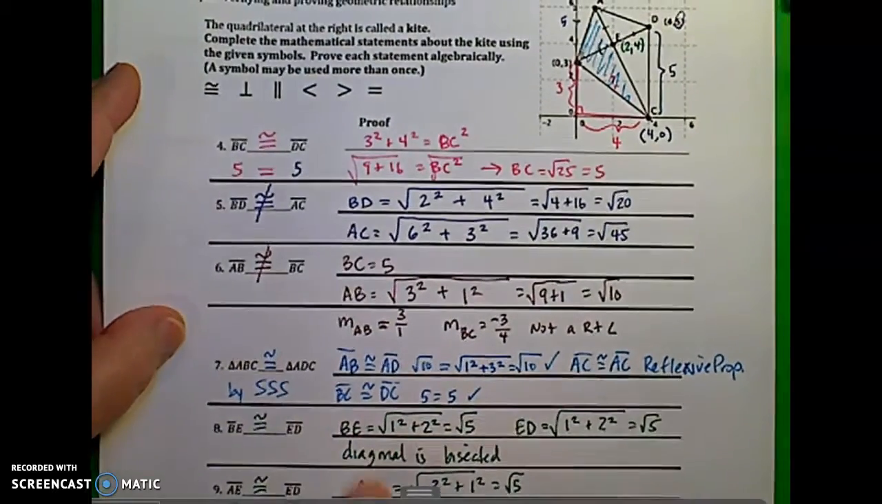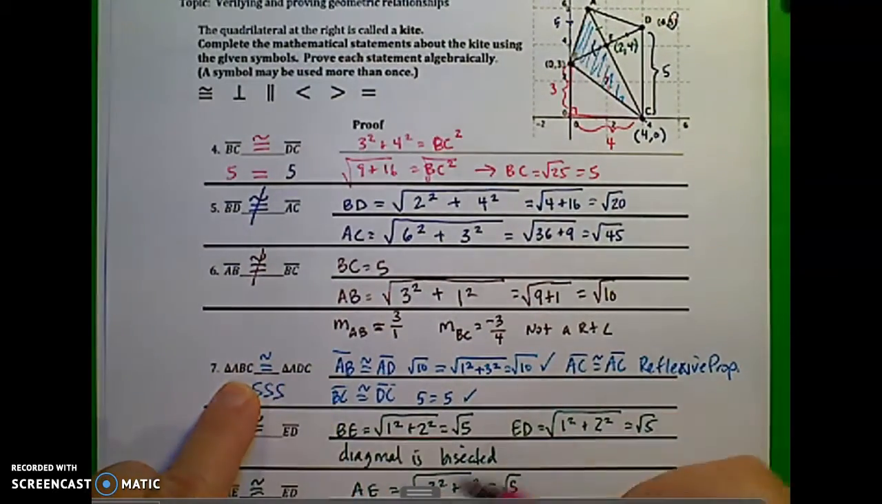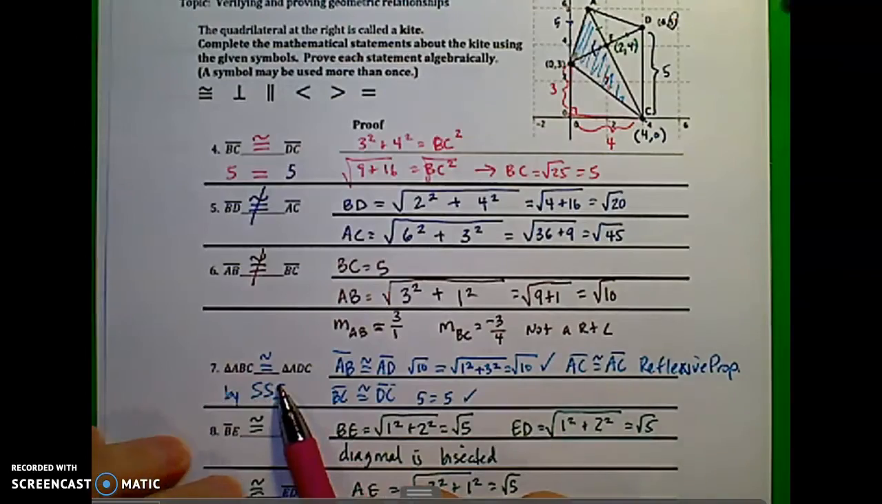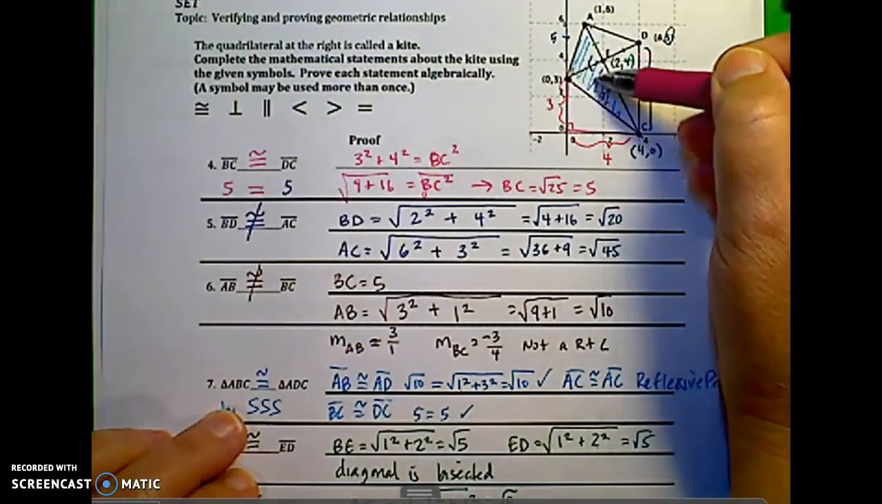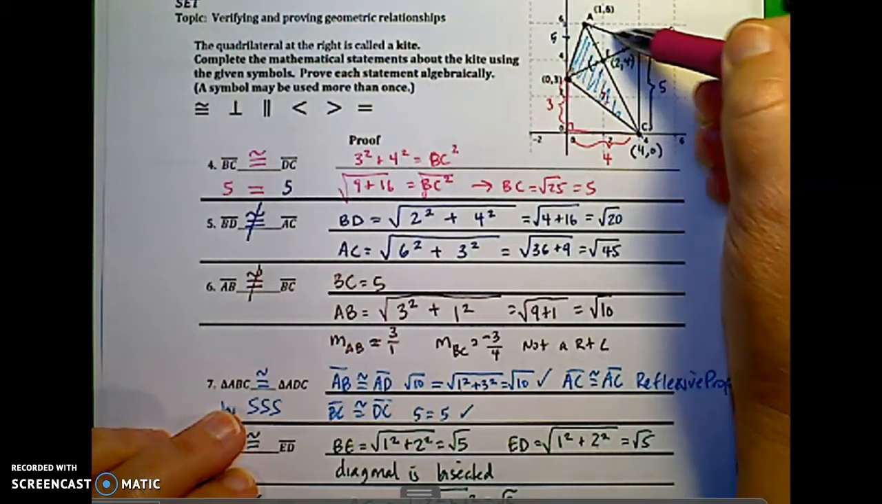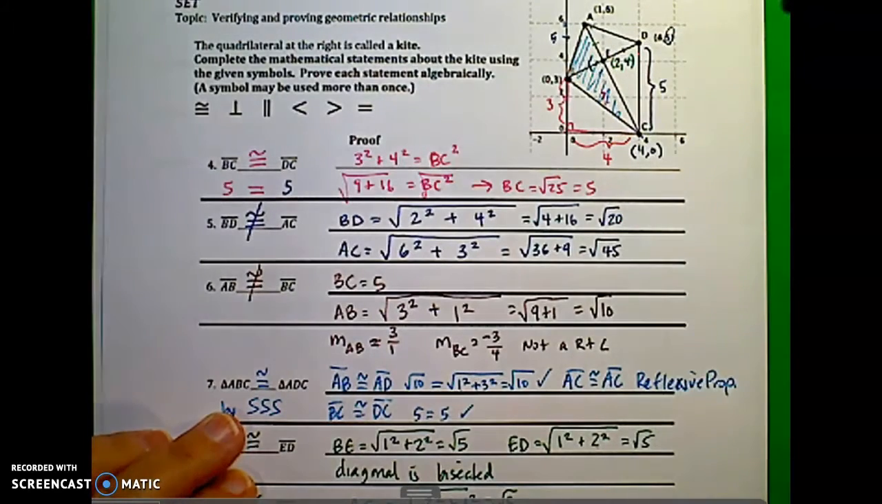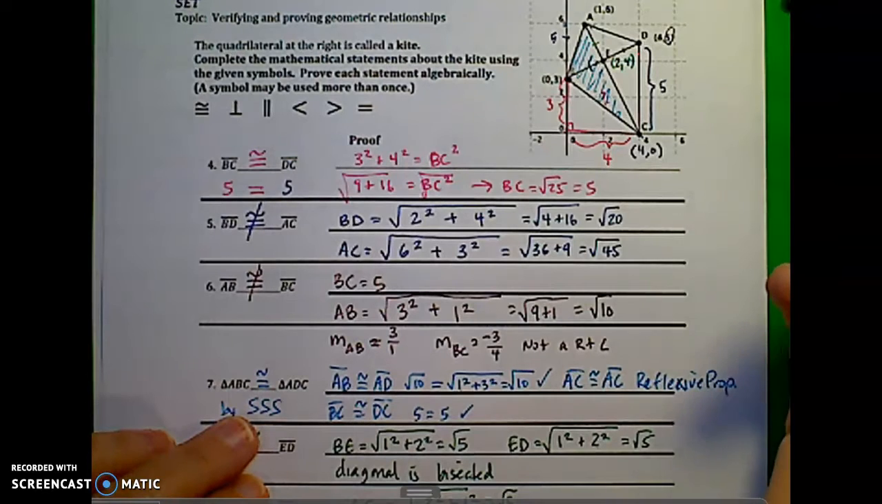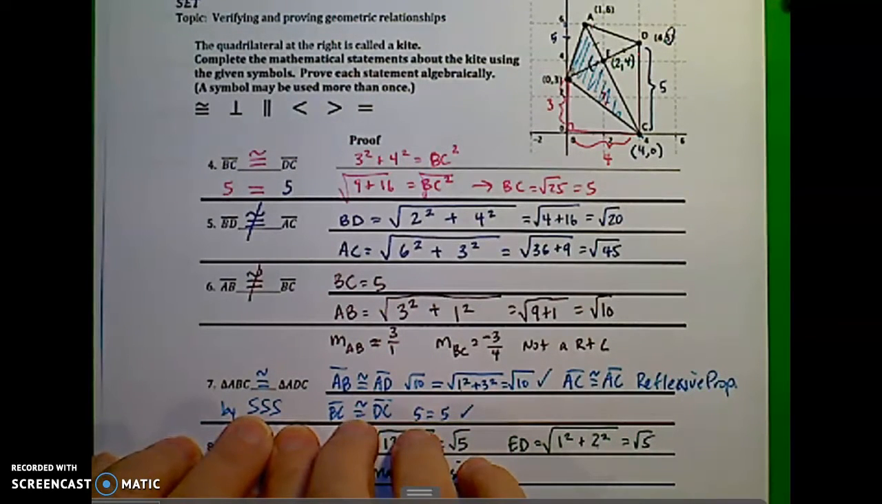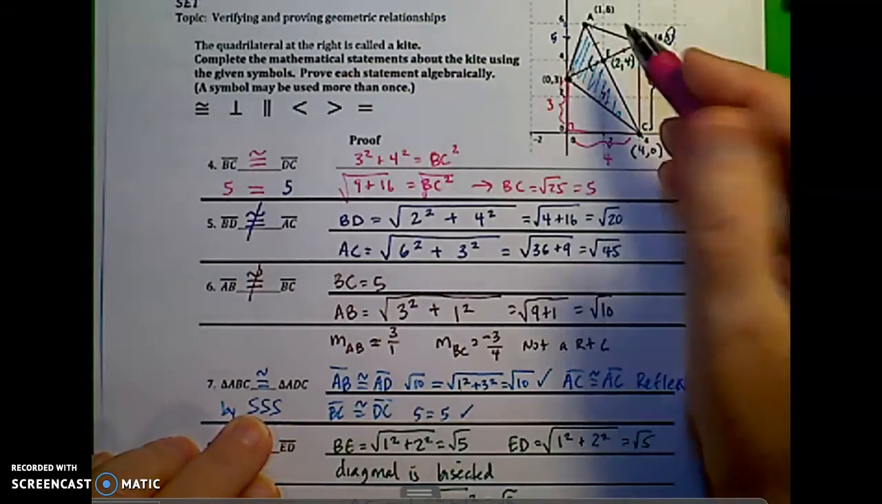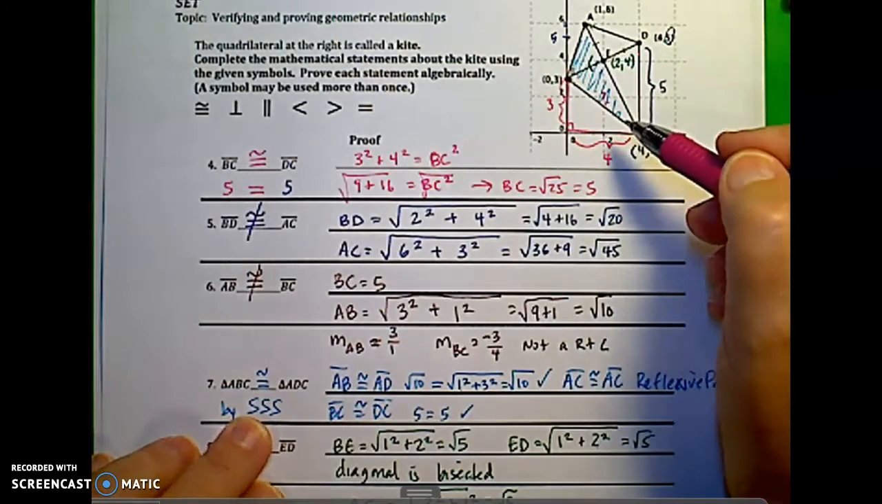All right, a couple other things. We have two triangles to compare. So this is something we haven't done in a little while. Triangle ABC is this triangle on the left that I colored in blue. Triangle ADC is the triangle on the right. And remember, there's a lot of different ways we can show that triangles are congruent. I'm gonna show by side, side, side, and just get all the side lengths of each of these two triangles.